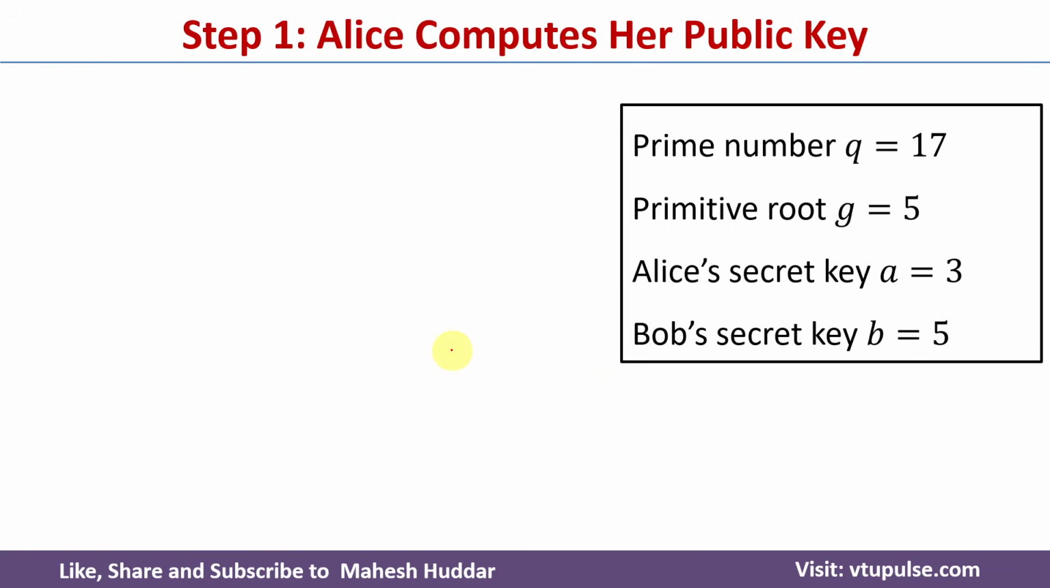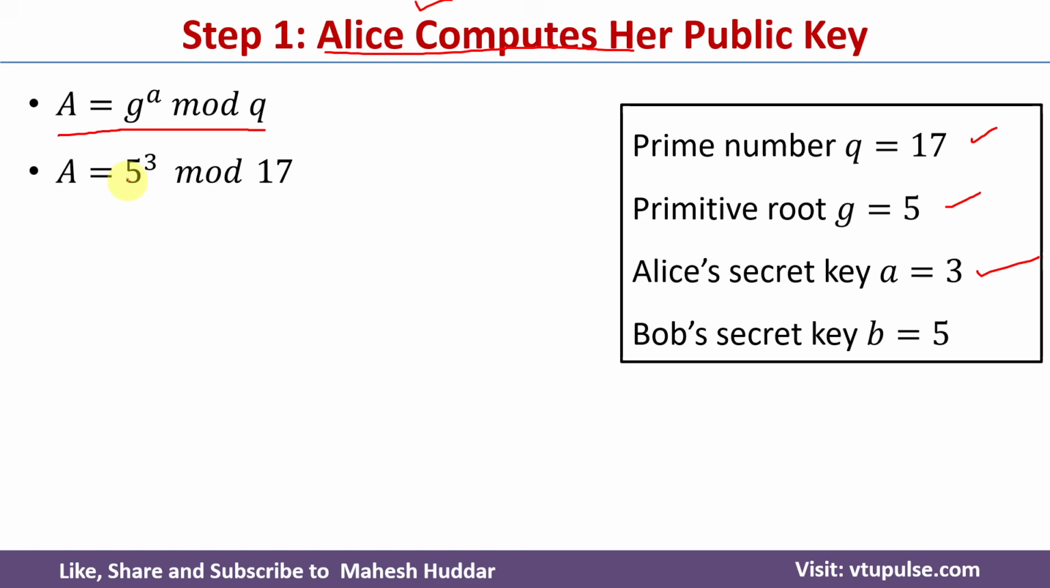In the first step of the Diffie-Hellman Key Exchange algorithm, Alice computes her public key. Alice can compute her public key by using the formula A = G^A mod Q. Here the G value is 5, the A value is 3 and the Q value is 17. We put these values in, and we get A = 5^3 mod 17. This 5^3 can be split into 5^2 multiplied by 5^1 mod 17.